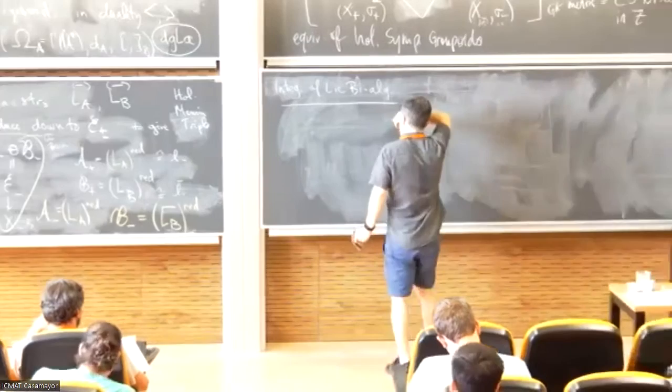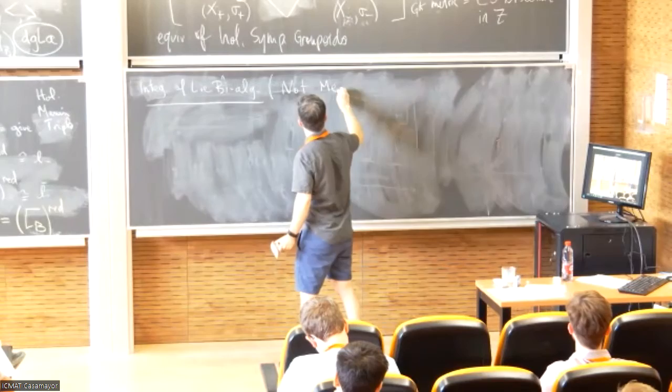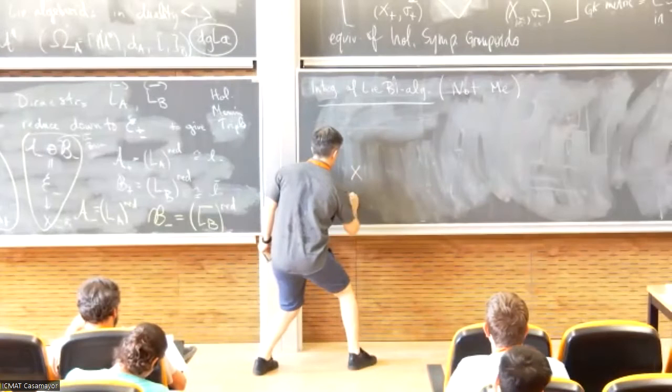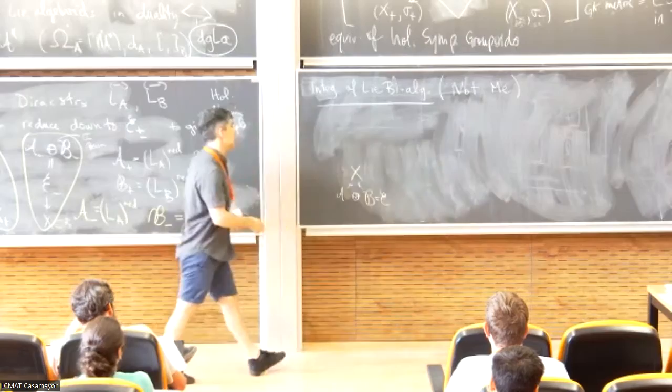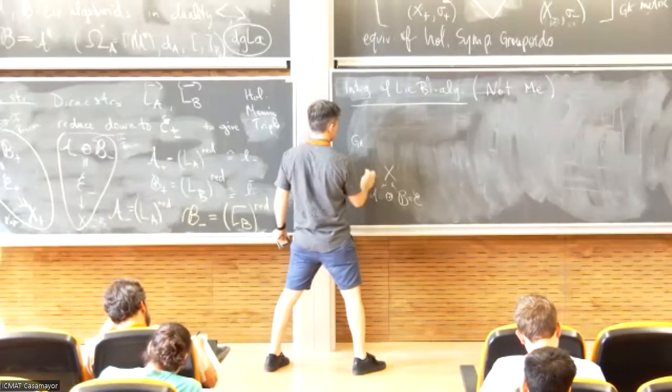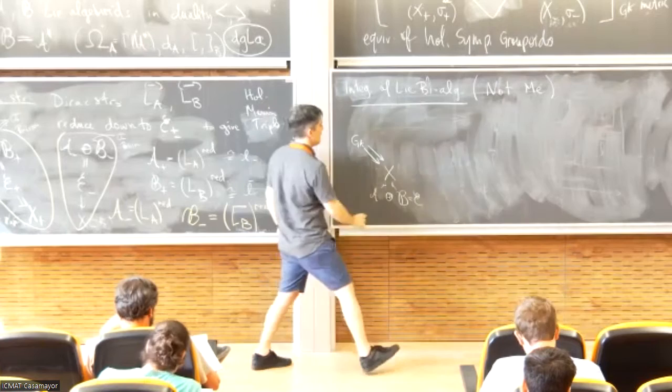I'm just going to put "not me" here, okay? But it's a large number of people over many years. Okay, they understood the following, that if X has a Lie bialgebroid structure, A and B, which sum to a Courant algebroid, then we have two Lie algebroids to integrate, the Lie algebroid A and the Lie algebroid B. And the Lie algebroid A will integrate to a groupoid. This is the groupoid integrating the Lie algebroid A. And this is the groupoid integrating the Lie algebroid B.